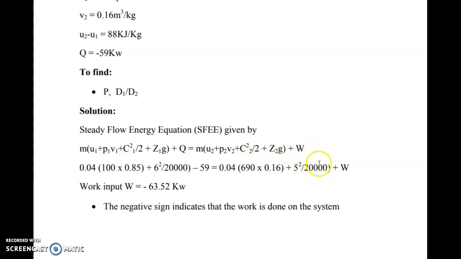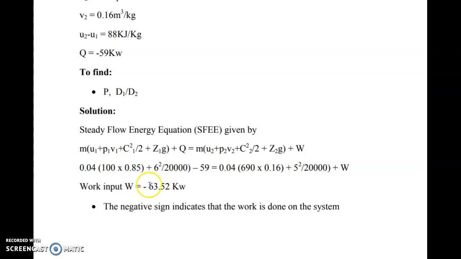Then plus W. So in this, the only unknown parameter is W. W means work input given to the compressor. Okay. Actually, the air pressure is increased from 100 kilopascal to 690 kilopascal. For increasing this much pressure, we have to give electrical energy to the compressor. Okay, that is the work input.